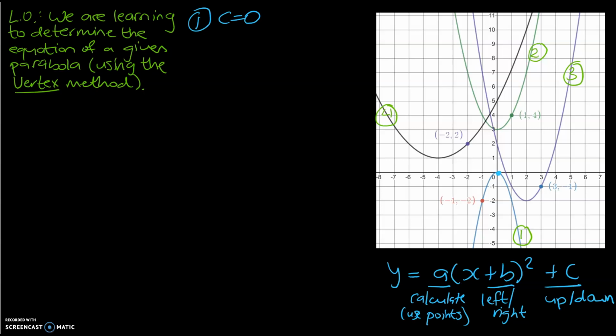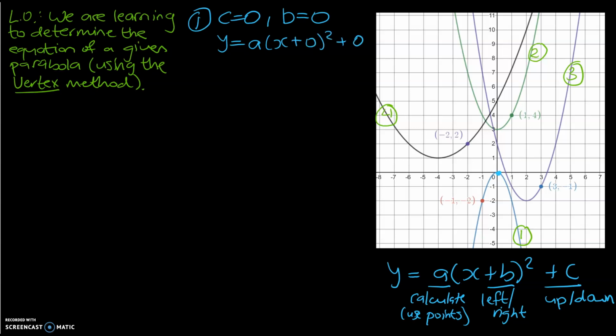Let's have a look at b. How much has it moved left or right? So again, it hasn't moved either. So it hasn't been moved left or right. That means b will be equal to 0. And what we need to do is put them into our formula. So y = a(x + 0)² + 0.